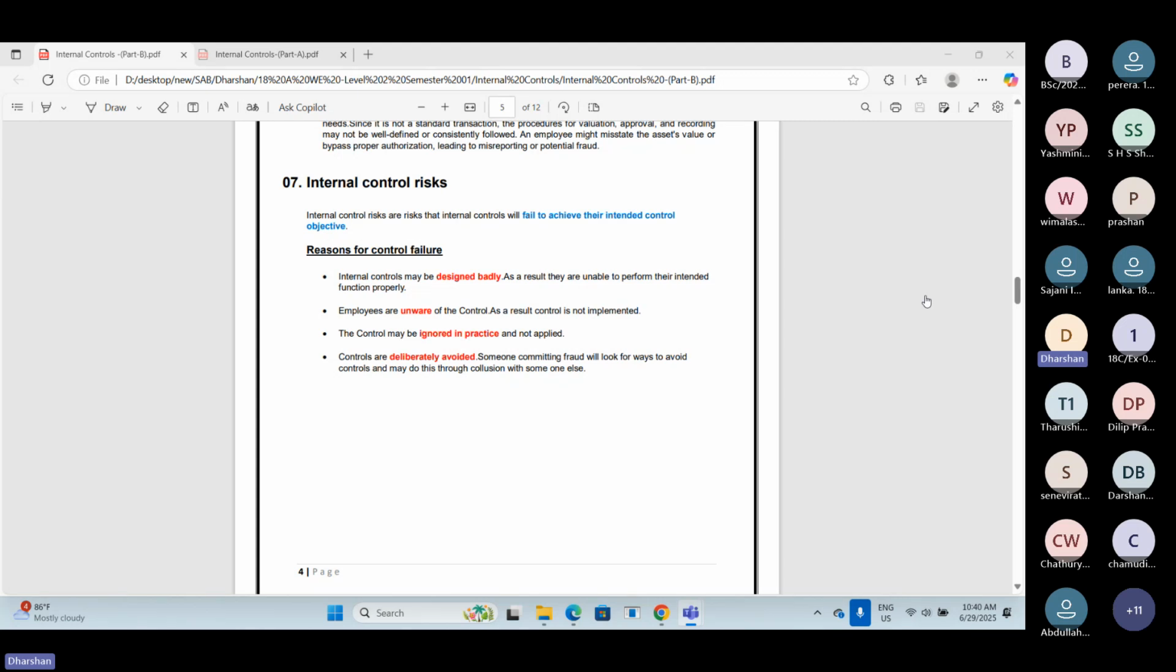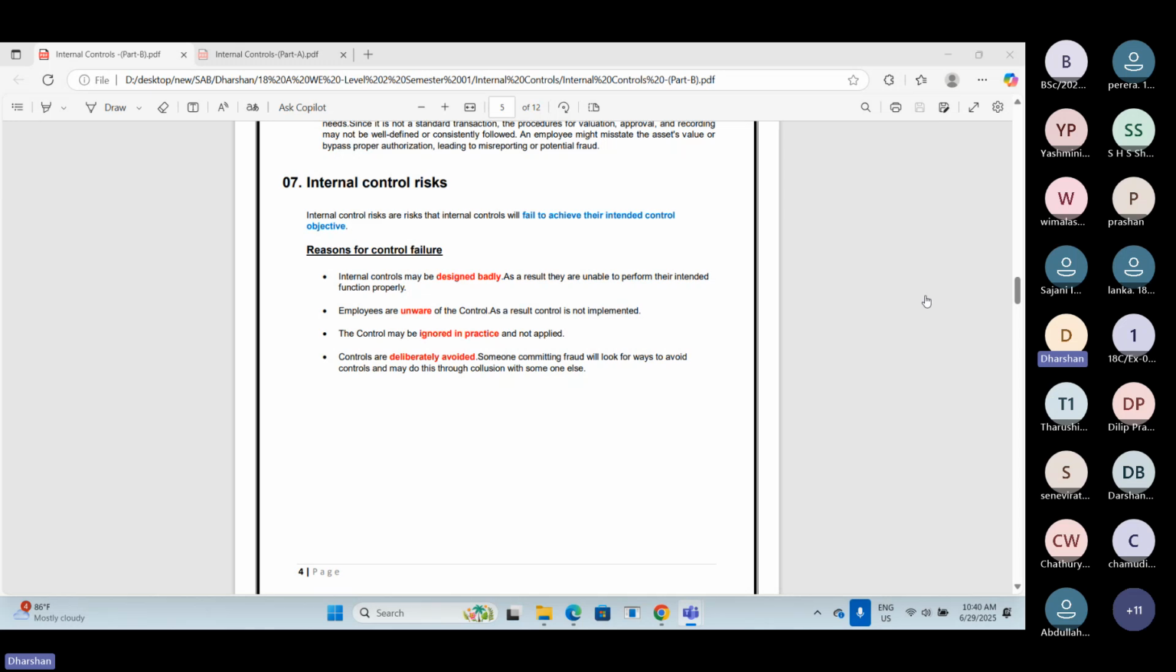These are the four reasons. I have highlighted 4 points here. You should remember the highlighted words. Other parts you can write in your own words, no issue, but the highlighted parts are the most important. Designed badly, employees are unaware, the control may be ignored in practice, and deliberately avoided. One by one we'll quickly go through. Internal controls may be designed badly. As a result, they are unable to perform their intended function or objective.